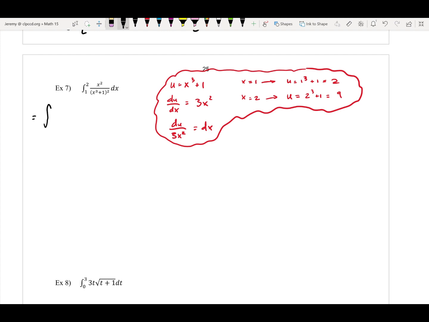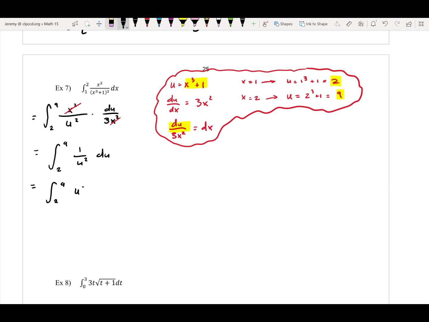So here is my transformed integral. It'll be the integral from 2 to 9 of x squared, which I'm thinking is going to cancel out, over u squared times du over 3x squared. Okay, so that was just making the substitutions. And a good thing happens, the x squared cancels with the x squared, and we ended up with everything in terms of u. That's what tells us we are successful. And even better, it's something that I know how to integrate.